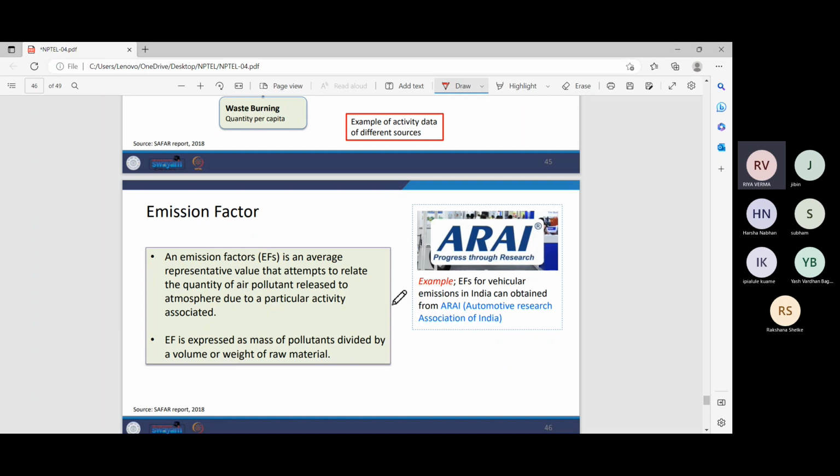Inventory is some sort of record. For example, consider if we have a shop or a godown. Keeping a record of all the stock that is present there is also one sort of inventory. So keeping a record of all sorts of emissions for a specific time and specific space, that is your emission inventory.